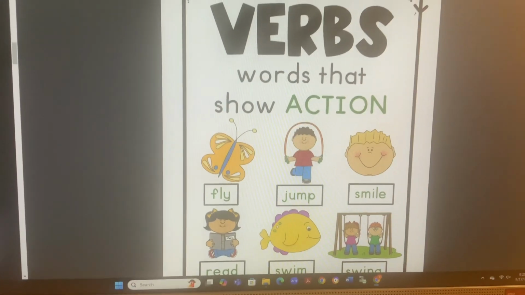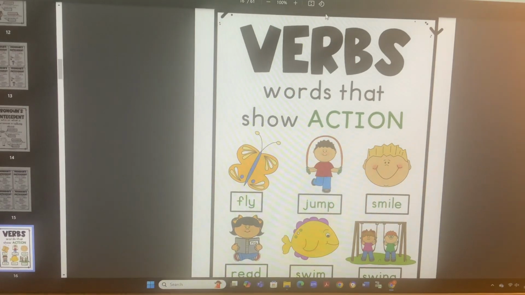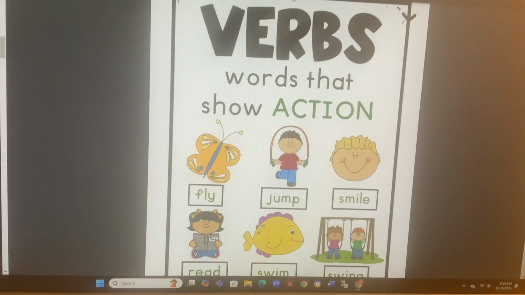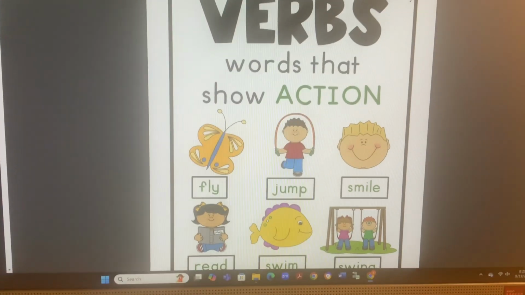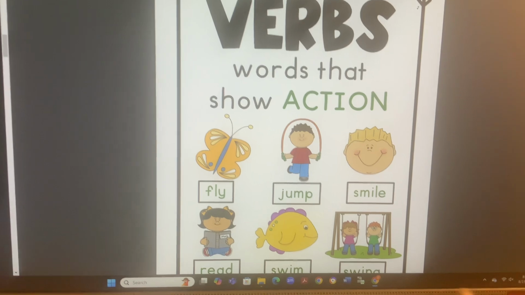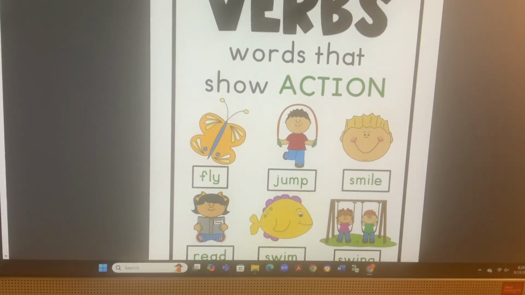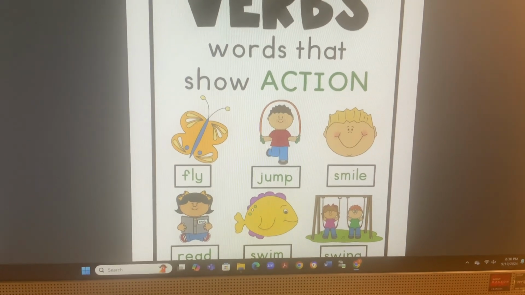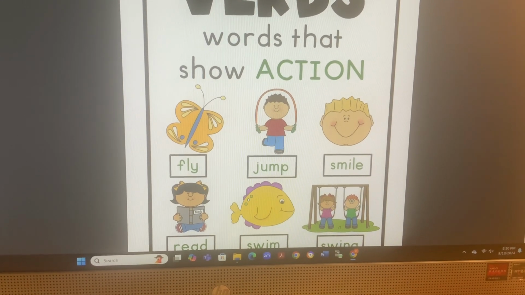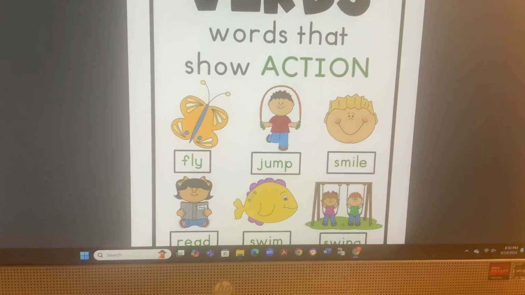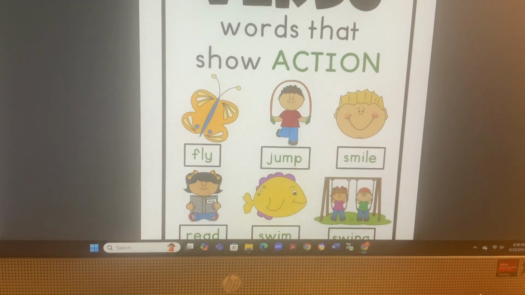And the problem is not so much the noun as it is the verb, to be honest. And I don't know if you can see. So like for the word jump, right? The word is jump, but the picture is of a boy jump roping. And for smile, the word is smile, but the picture is of a boy. And for fly, it's a picture of a butterfly flying.